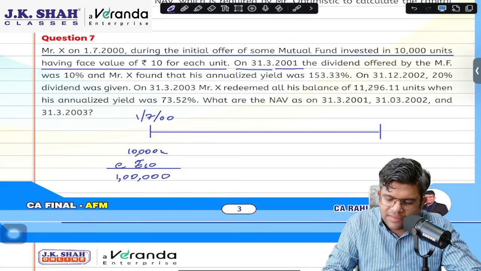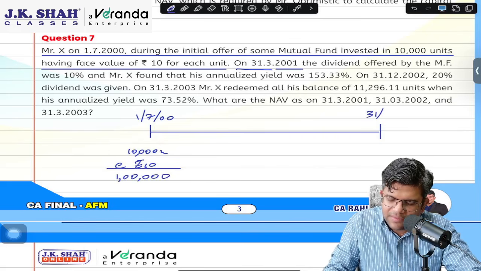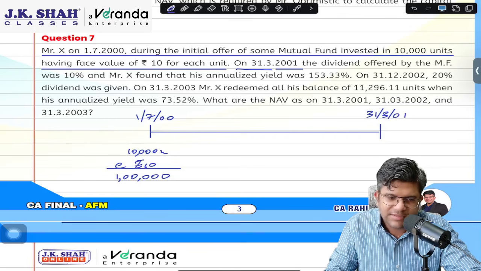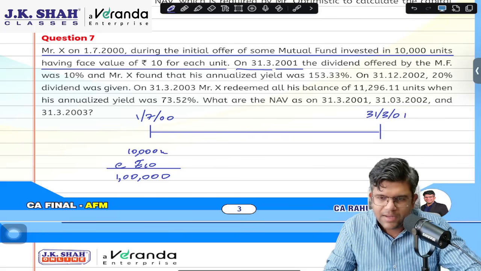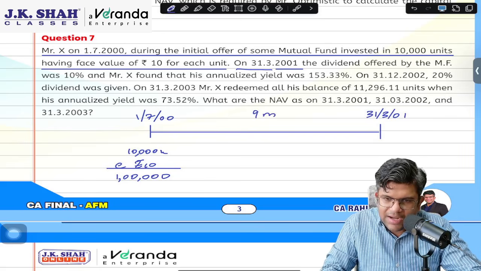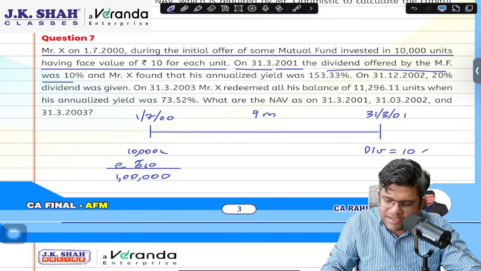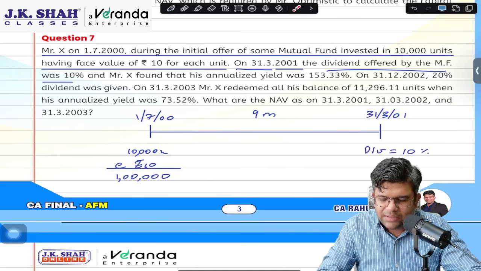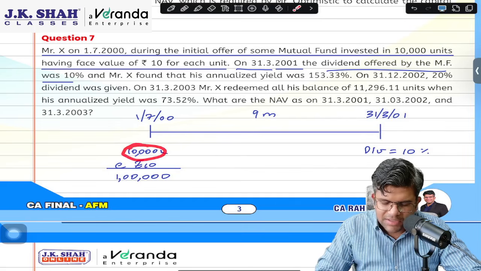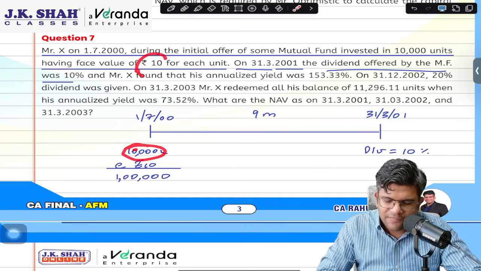On 31/3/2001, can someone tell me in how many months this is? From 1/7/2000 to 31/3/2001, how many months? 9 months. So in 9 months, students, the dividend offered by the mutual fund was 10%. Can I say dividend is 10%? I hope you remember it is 10% of the face value of the units. Face value is, students, 10 only.